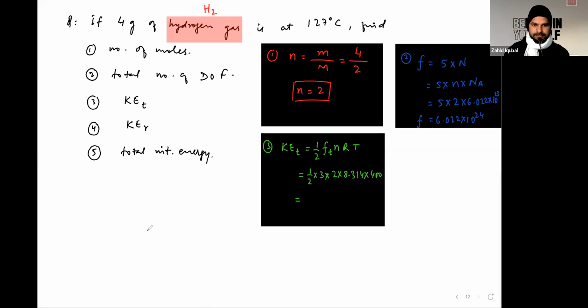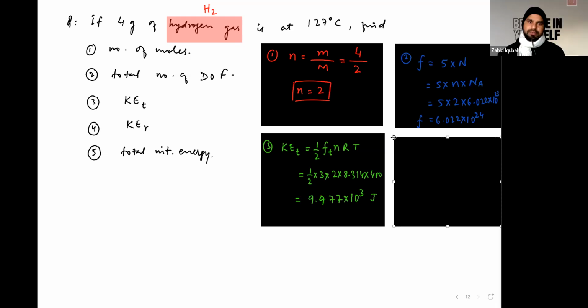It will become 9976.8, that is 9.977 into 10 to the power 3 joule. Fatma, any doubt? No, sir.